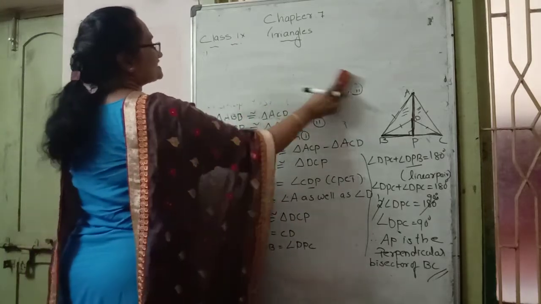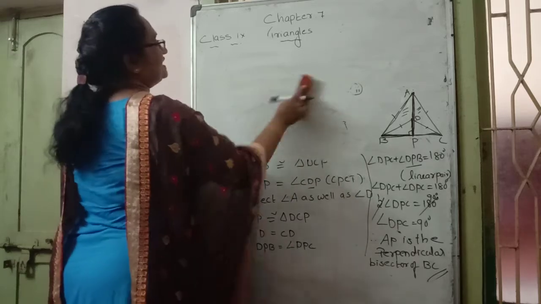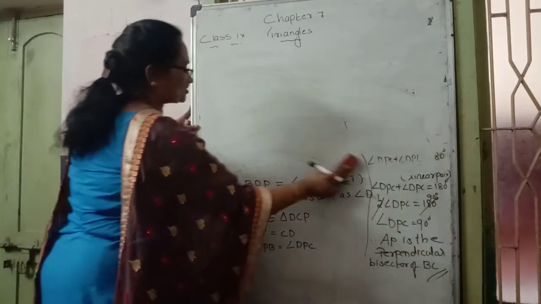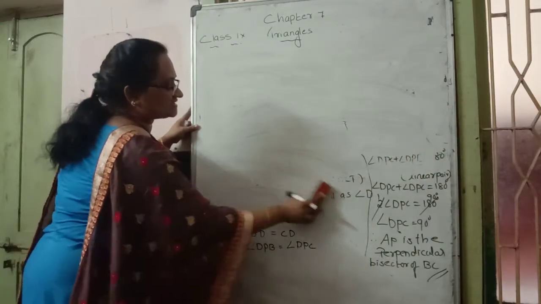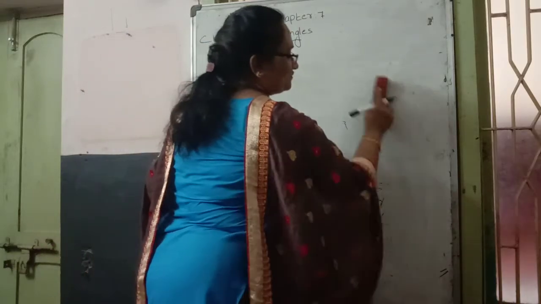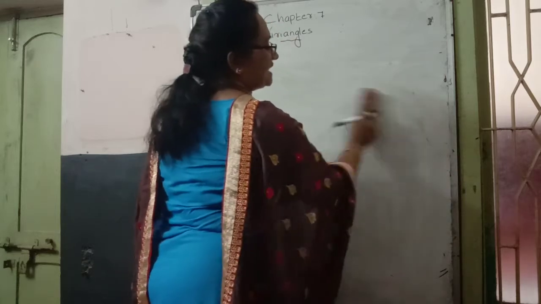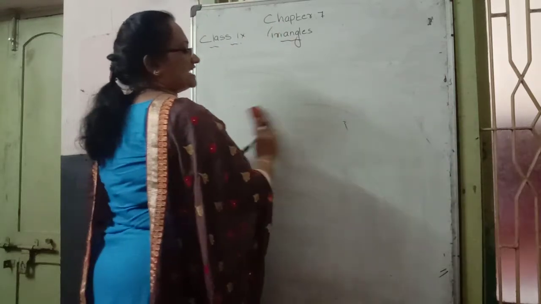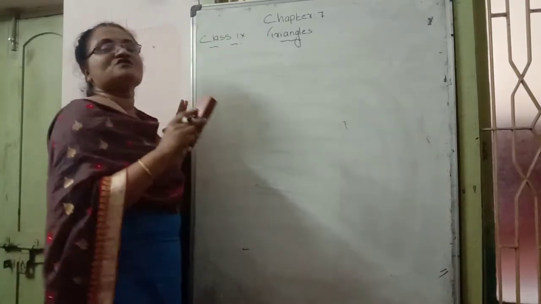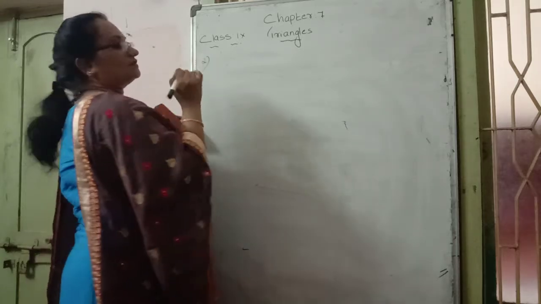In the second question, they have given us one isosceles triangle. Name it as ABC is an isosceles triangle. AD is the altitude of that triangle. We want to prove that AD bisects BC line. In the same way, the second part says AD bisects angle A.